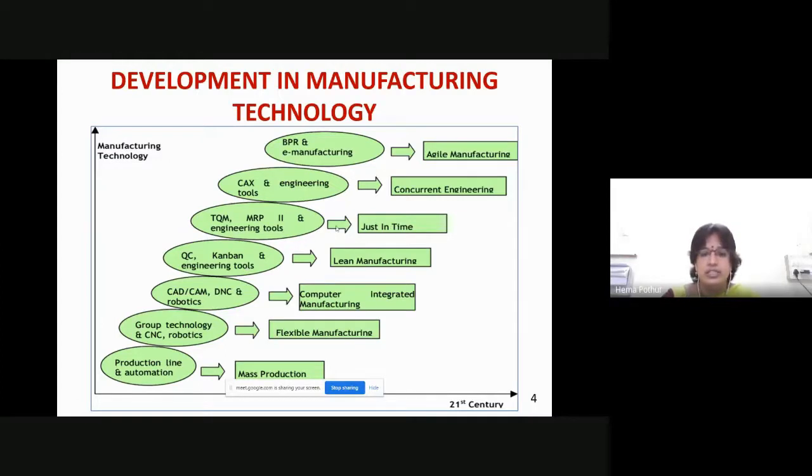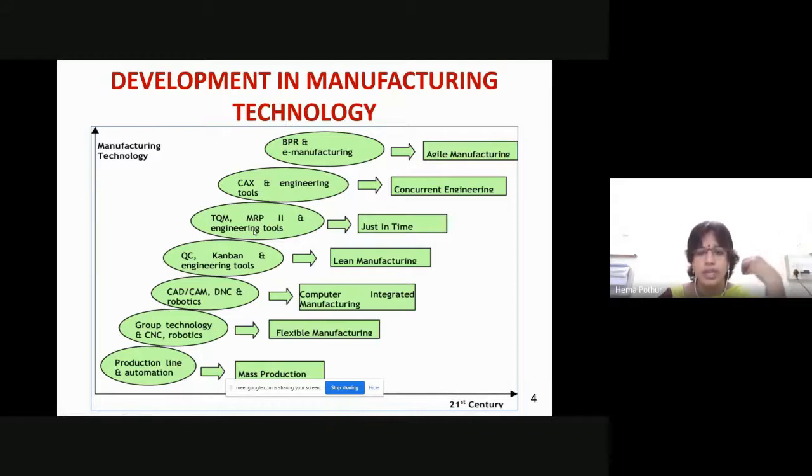Then later on, we still identify certain more areas of the inventory to cut further. We conceptualized the technique of total quality management, where you maintain the quality of your final output material, and material resource planning too, where it lists all the items that are required a little bit much earlier.